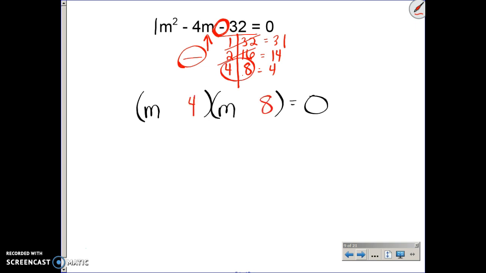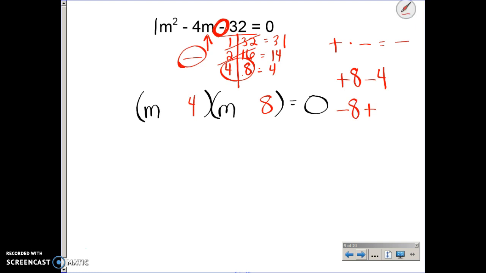Okay, now I got to figure out what my signs are. I know it's 8 and 4. I'm trying to multiply to get a negative 32. Well, the only way to get a negative is to have a positive times a negative or a negative times a positive. I have to have one of each sign. So I can't make them both positive. I can't make them both negative. I gotta have one of each. Well, that means my only options are positive 8 minus 4 or negative 8 plus 4. That's the only way that I get that.